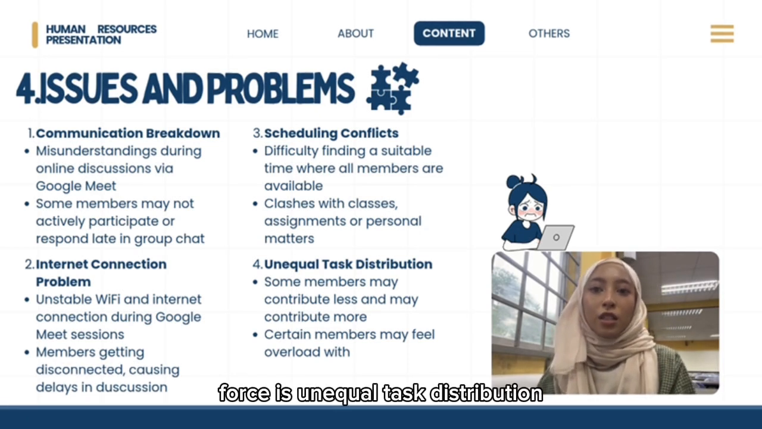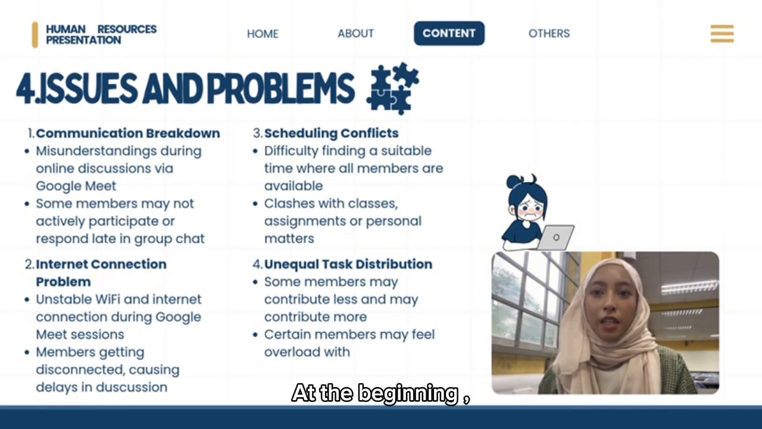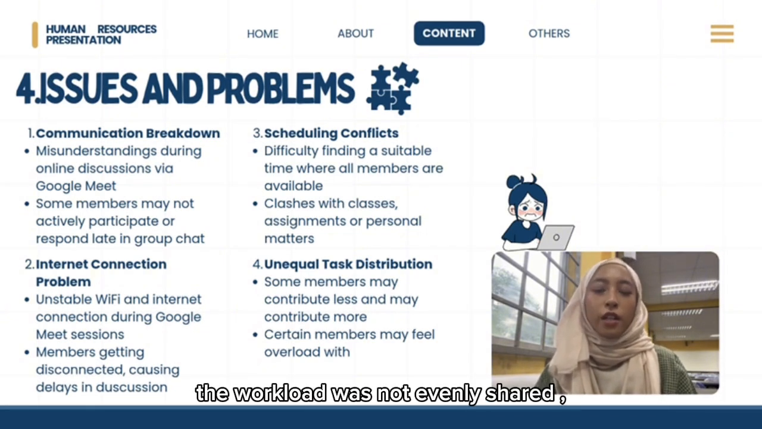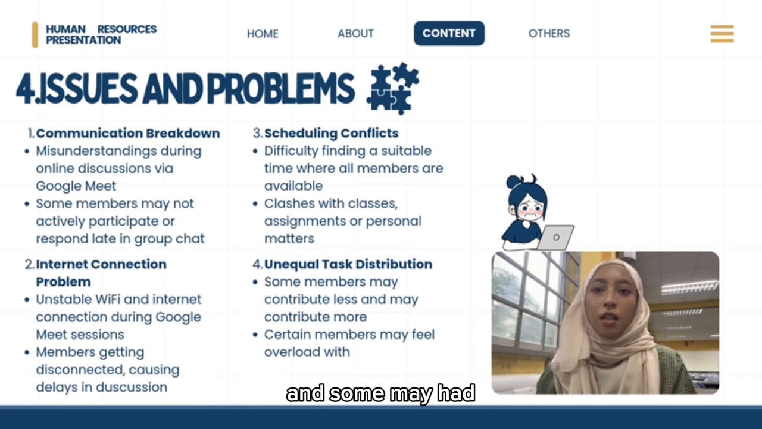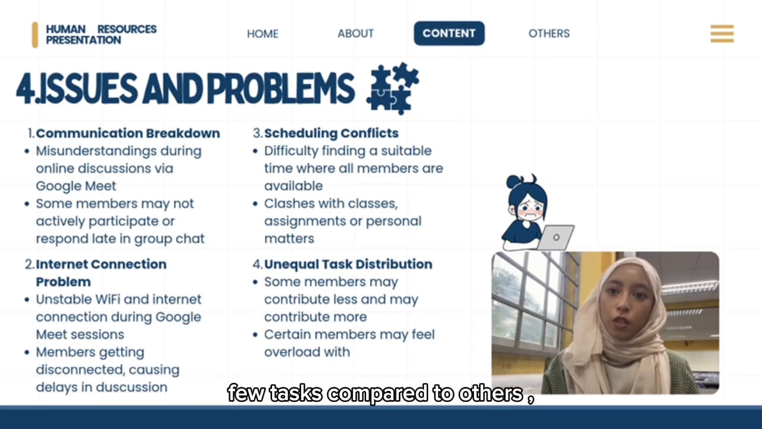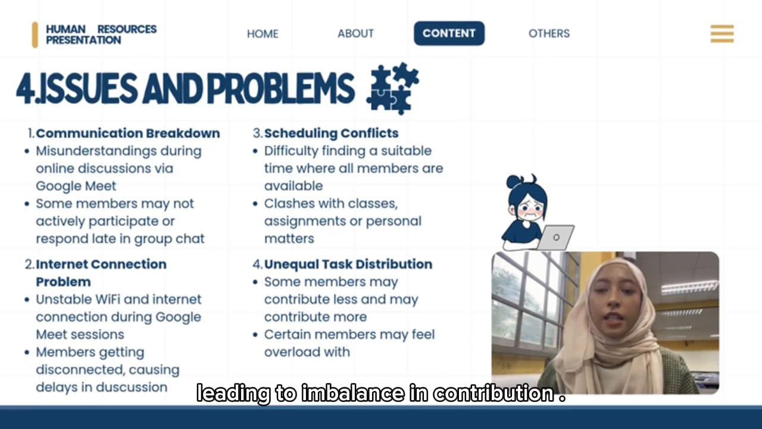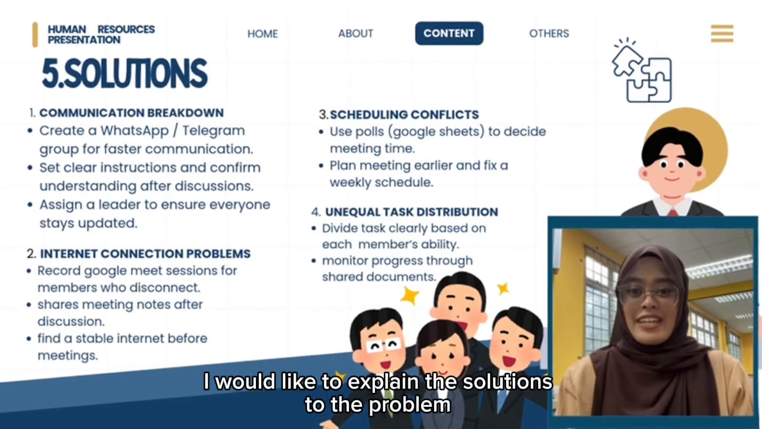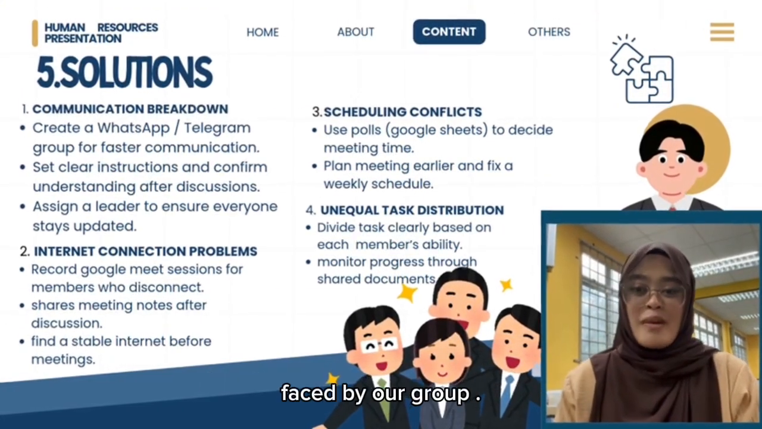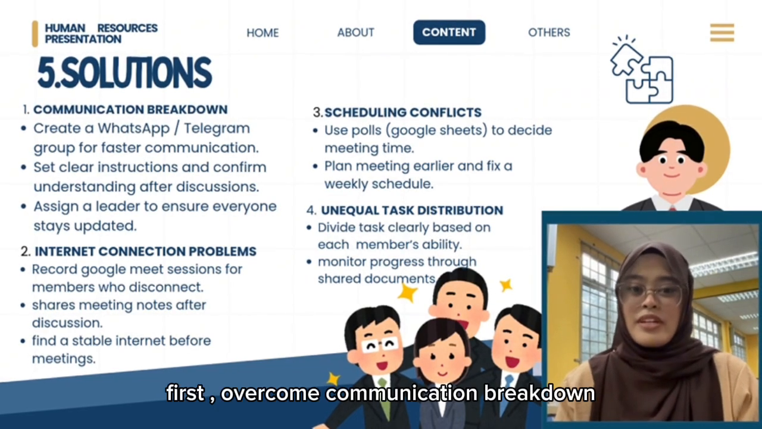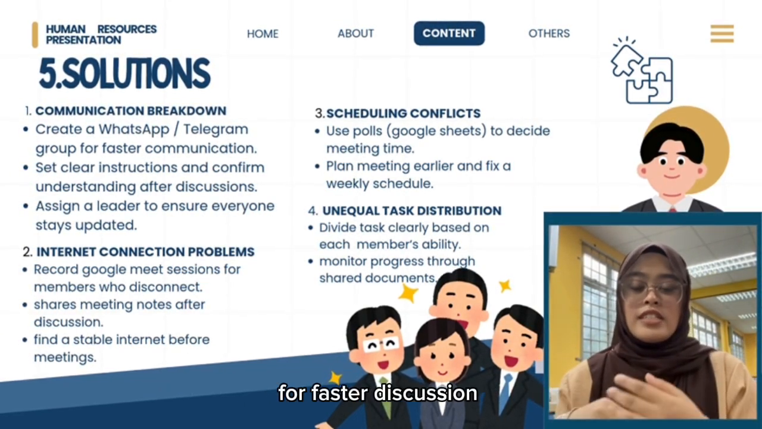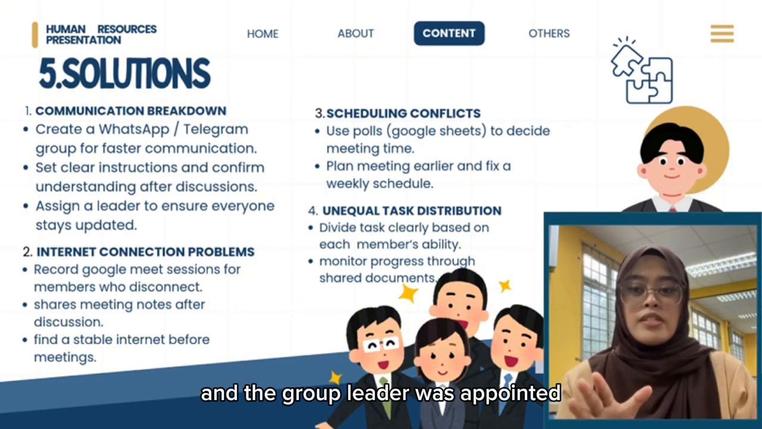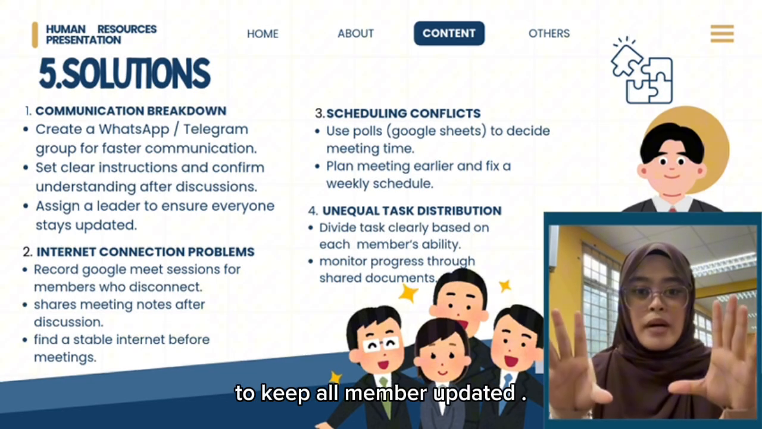Fourth is unequal task distribution. At the beginning, the workload was not evenly shared, where some members had more tasks and some had fewer tasks compared to others, leading to an imbalance in contribution. Okay, now I would like to explain the solutions to the problems faced by our group. First, to overcome communication breakdown, we created a WhatsApp or Telegram group for faster discussion, and the group leader was appointed to keep all members updated.